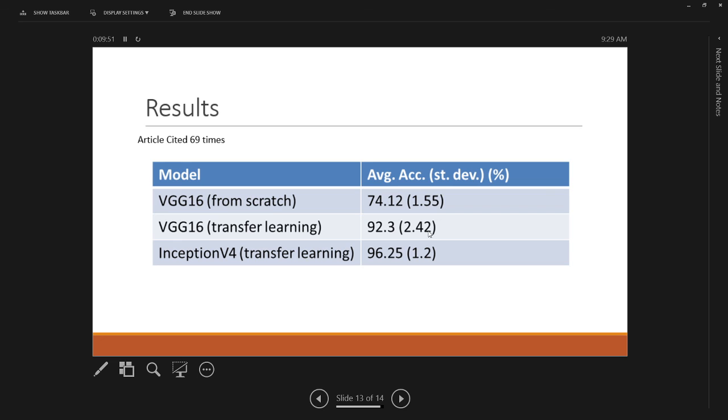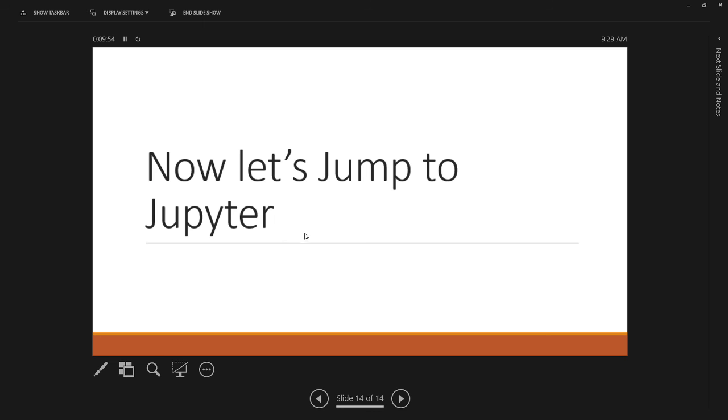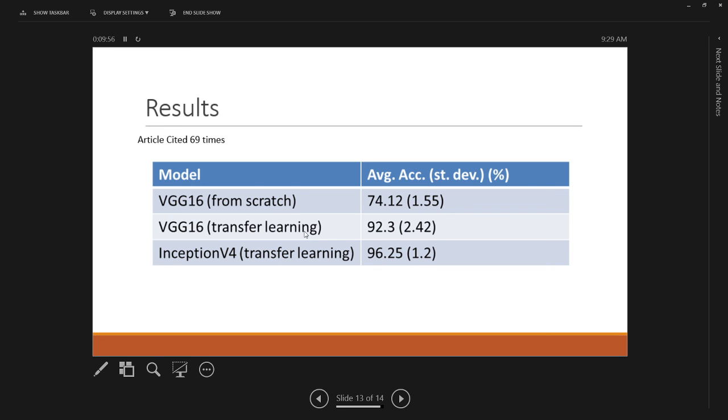It turns out that using what's called transfer learning really does improve your accuracy. I did VGG16 from scratch and I got an accuracy of 74%. Then I did VGG16 with transfer learning and I got an accuracy of 92. And with Inception V4 I got an accuracy of 96. That was an amazing result because I didn't have to program a new deep learning algorithm. I just used something that was already there, and the accuracy was very high.